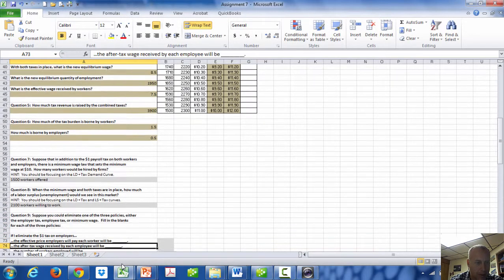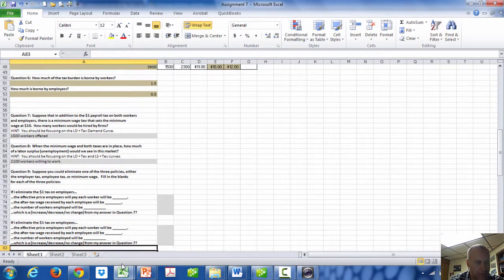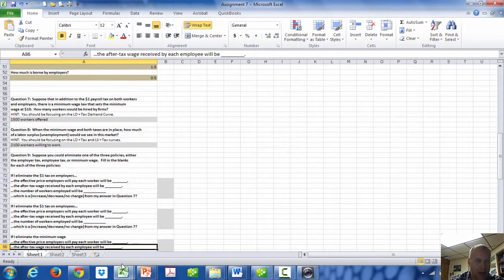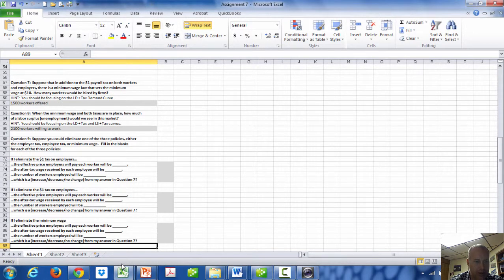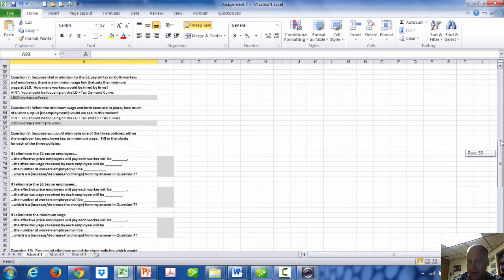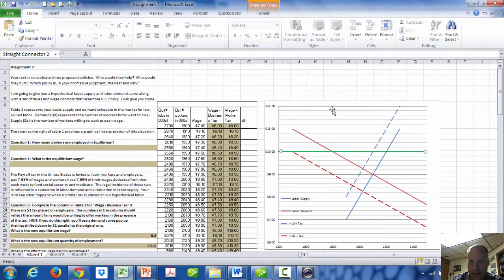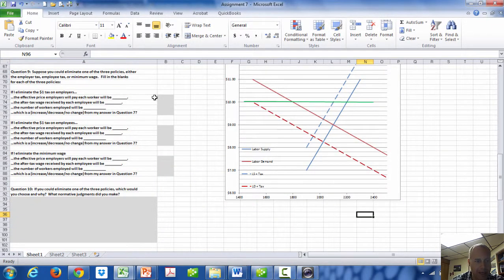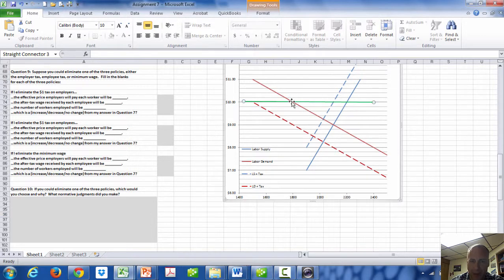Okay. Now, question 9 asks you to consider what happens if you could eliminate one of the 3 policies, either the employer tax, employee tax, or minimum wage, and then fill in the blanks. What I'm going to do real quick here is take the graph and drag it down so that it's on our screen. What happens if we eliminate the $1 tax on employers and we still have the minimum wage in place? What we're looking at is the solid line for both the offer and the amount employers pay. And this says we would wind up with 1,800 workers.